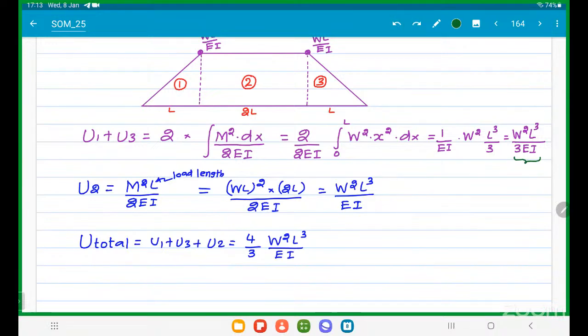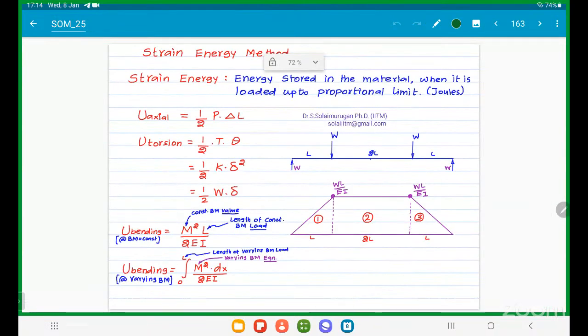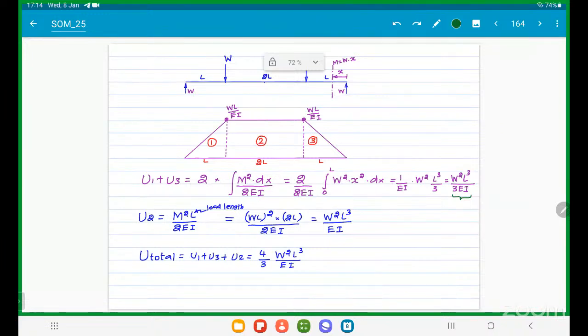If you add U1 plus U2 plus U3, I will get 4 by 3 W square L cube by EI. Done. Sir, what is the use of calculating total strain energy, sir? So far, we are studying the strain energy due to axial load, torsion, bending, constant bending moment, variable bending moment. Example, we have included 2 types of bending moment. Best example, pure 4-point bending. Okay, we have calculated total strain energy.